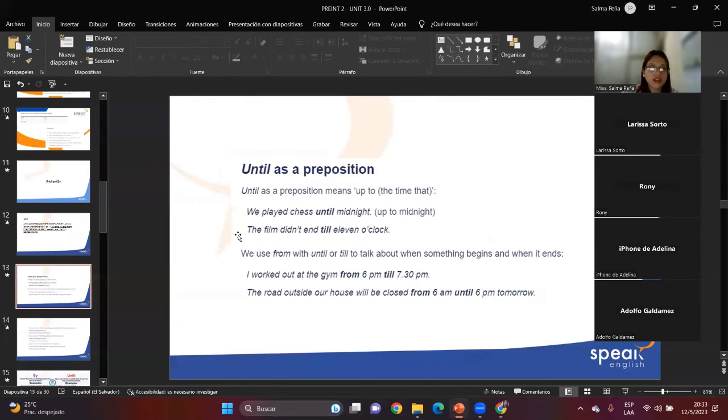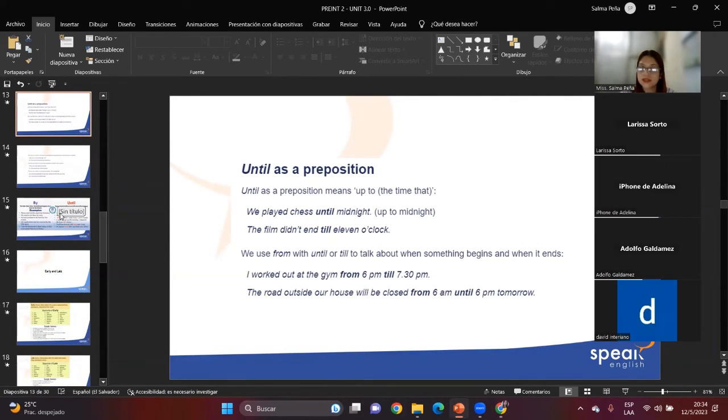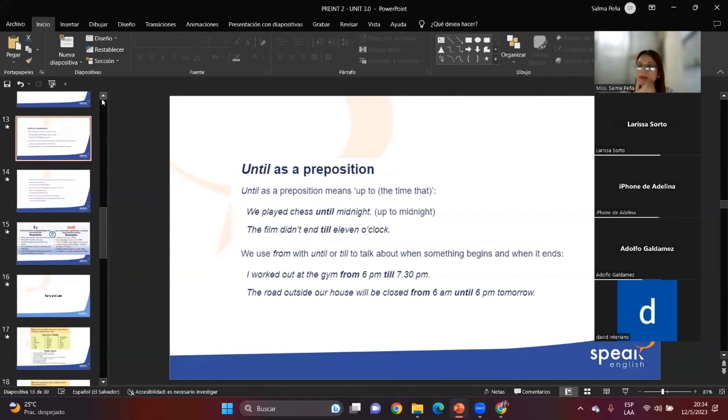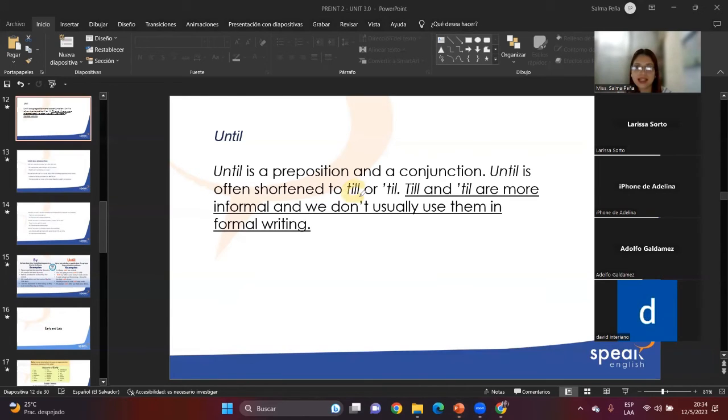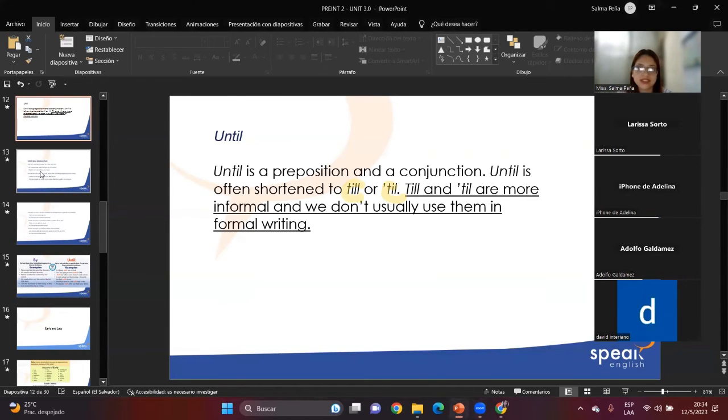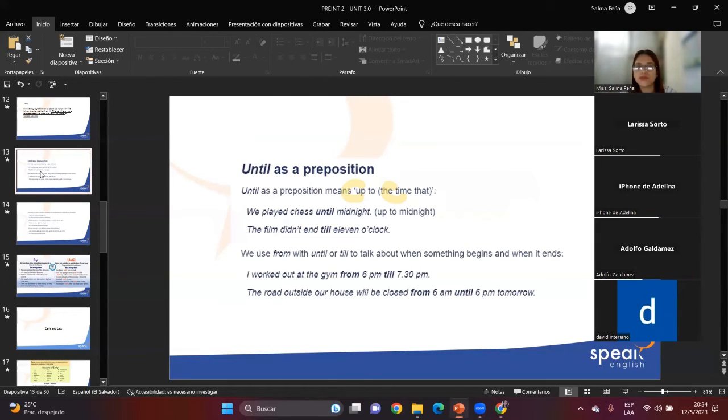Is that clear? Do you have questions with until? Questions, guys? Me, teacher. Yes, tell me. The first form is from till. The second form is until. We can use both, because remember that the full structure is until, the complete word. And if we want to contract it, it can be contracted in these two forms: till, T-I-L-L, or with the apostrophe, 'til, which sounds the same. It's only the contraction, but the structure is that one. You can say until or till. It's which one you prefer.